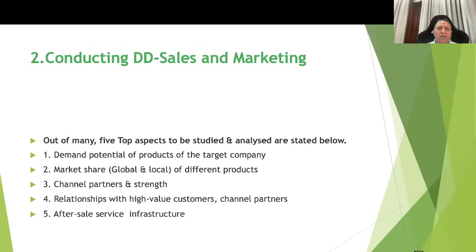Now, number one is conducting due diligence on the sales and marketing area. Now, there are many areas which need to be studied under the due diligence perspective, but the top five aspects are being shared here. One is assessing the demand potential for the products of the target company, market share both local and global for different products, channel partners' strength, relationships with the high valued customers and channel partners, after sales service infrastructure.